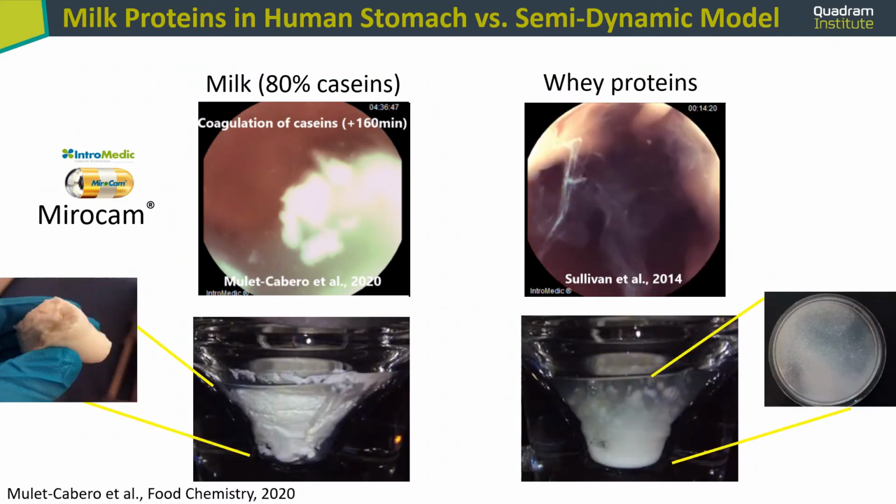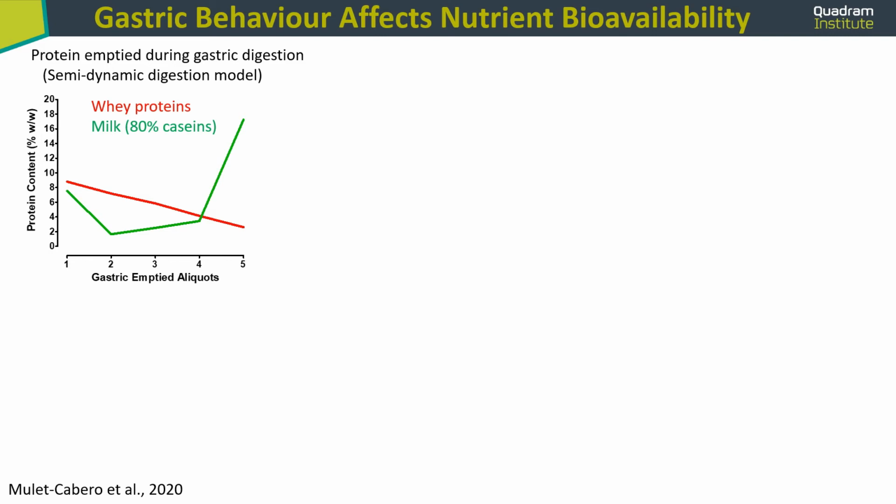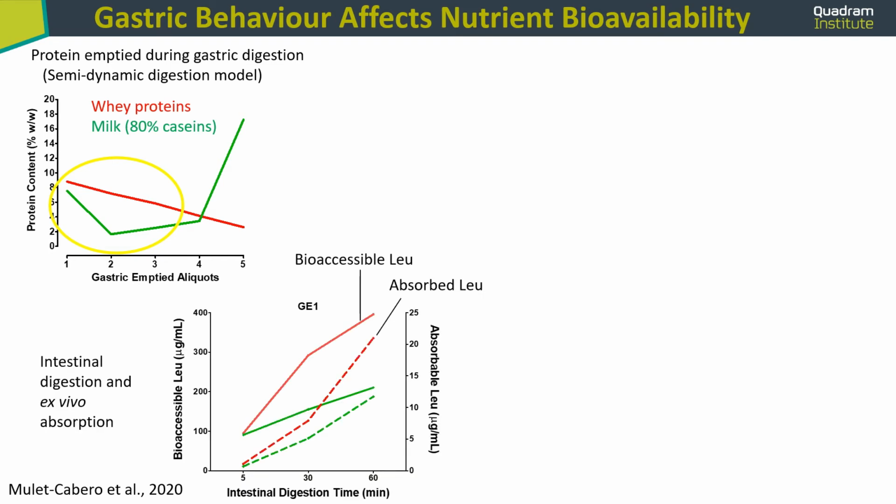The same samples were digested using the semidynamic model, and very similar structures were obtained, showing the strong coagulation of caseins and the partial solubility of whey proteins. The gastric behavior affected the way the nutrients, in this case proteins, are delivered from the stomach to the small intestine. The solubility of whey proteins in the stomach induced a higher and faster nutrient delivery in the first stages of gastric digestion, as you can see in red. In contrast, the strong coagulation of caseins hampered the emptying of proteins in the beginning of digestion. This was reflected in amino acids that were bioaccessible and absorbed during intestinal digestion and using an ex vivo model for absorption.